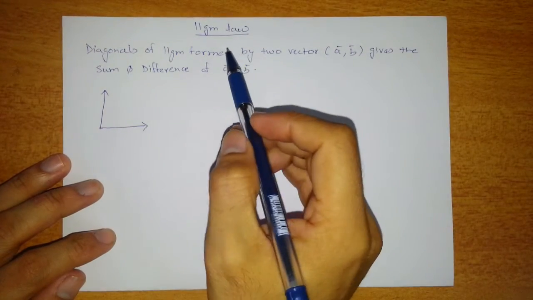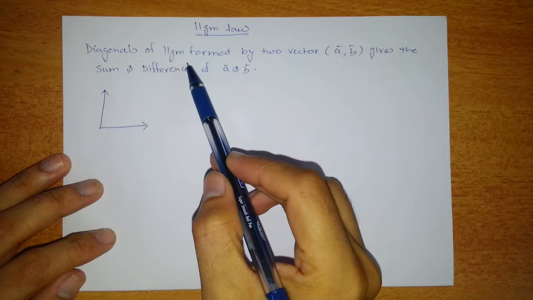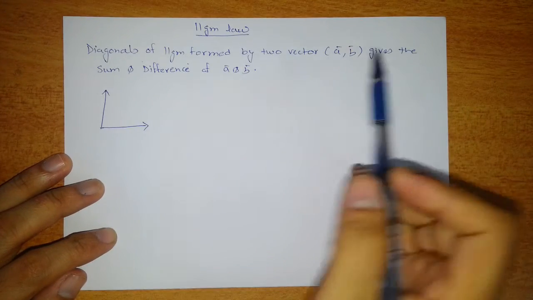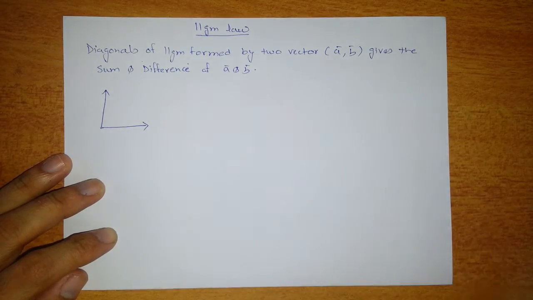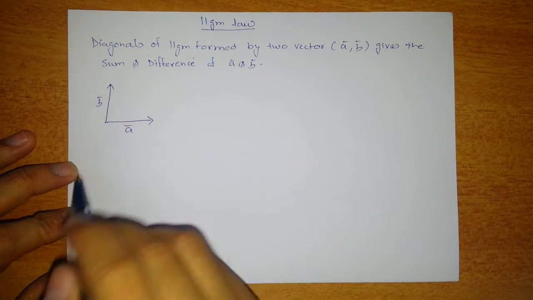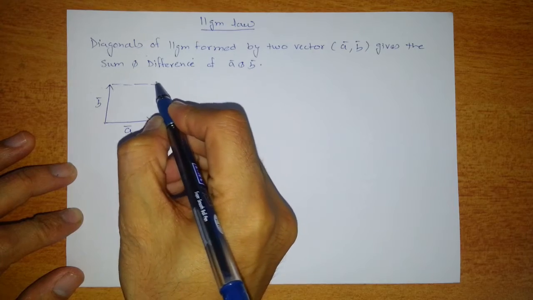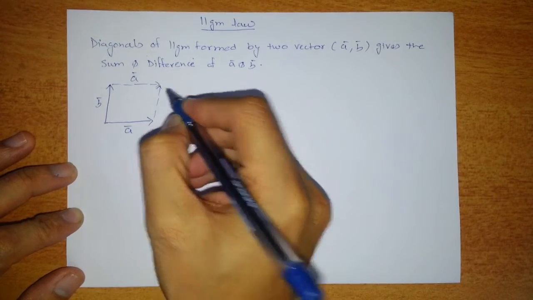In this video, we'll be discussing the parallelogram law. The diagonals of a parallelogram formed by two vectors, let's say A and B, give the sum and difference of vectors A and B. Let's say these are the two vectors, vector A and vector B, and with the help of them, we can draw a parallelogram just by reproducing these vectors.